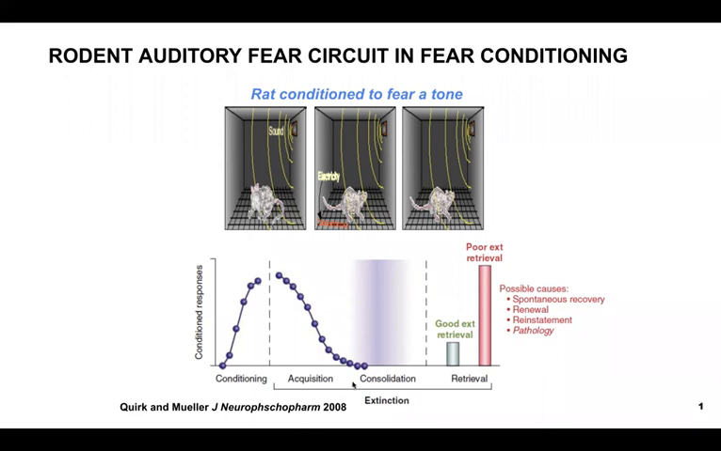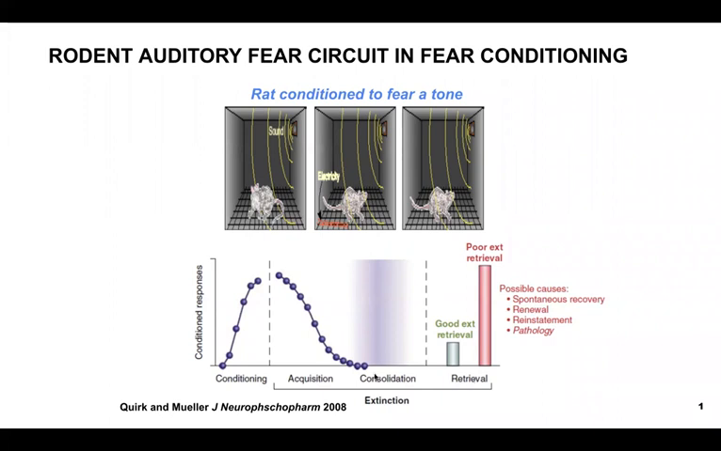Now let us discuss extinction. So extinction occurs when deconditioning occurs. In this example, the tone is played without shock in the extinction trials after the rat has been conditioned to associate it with shock, and the rat gradually learns to not associate the two. And there are different phases of extinction, as shown here by acquisition, consolidation, and retrieval.